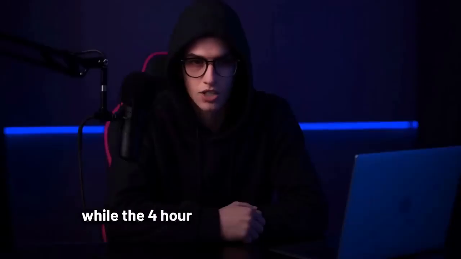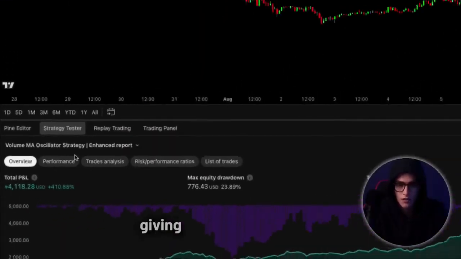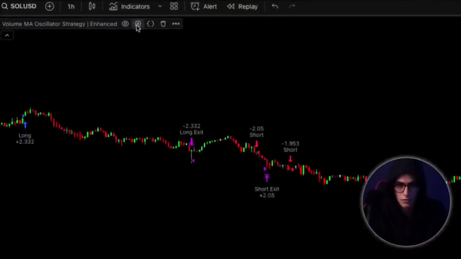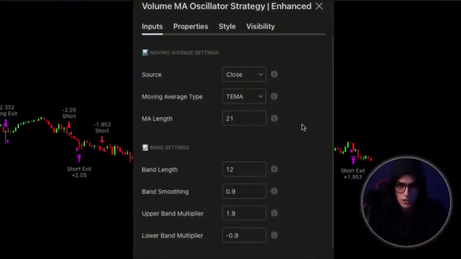Now, while the 4-hour strategy already delivered impressive results, I wanted to see what would happen if I pushed the indicator even further. Could we turn this into a sniper-style system with even more accuracy? To find out, I switched the time frame from 4 hours to 1 hour, giving us more data points, more signals, and faster feedback. This kind of setup is perfect for traders who prefer tighter stops, quicker exits, and more frequent trade opportunities. Once on the 1-hour chart, I opened the strategy settings and started making adjustments.